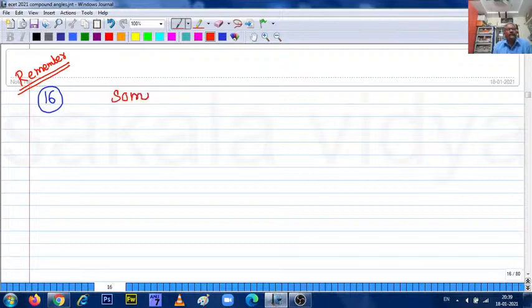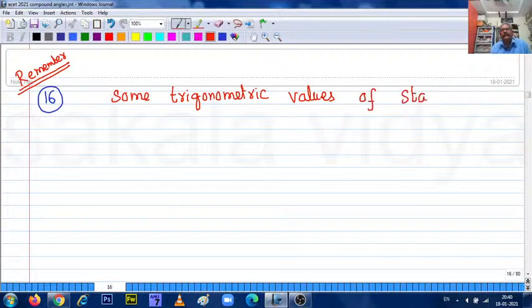Some trigonometric values. Welcome Kishore. Of some trigonometric values of standard angles. Standard angles, I discuss 0 degrees, 45 degrees, 60 degrees, 30 degrees like that.